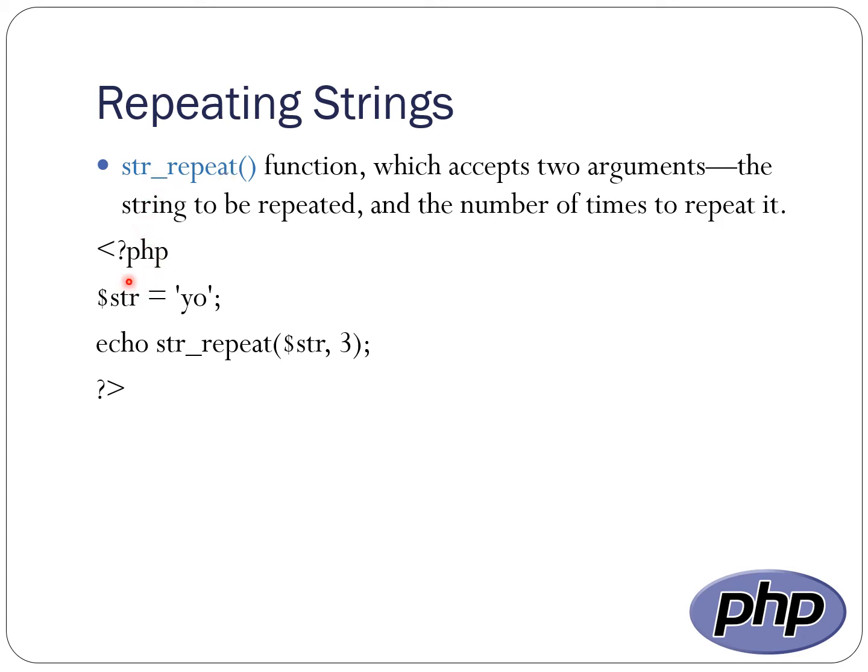So here we have an example. PHP $str is equal to yo. Echo str_repeat of $str, comma, 3. So $str contains the data yo. So yo is repeated 3 times. So the output is yo yo yo. So this is the output for this repeat.